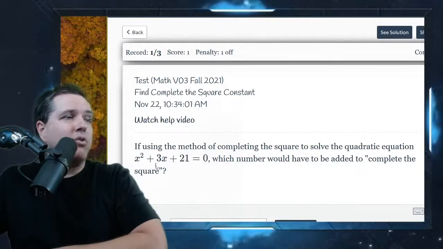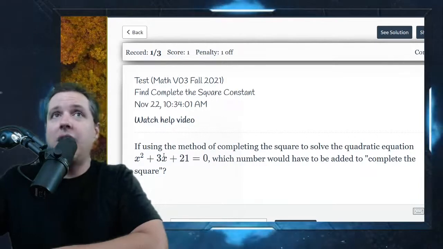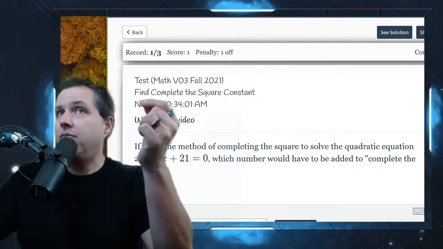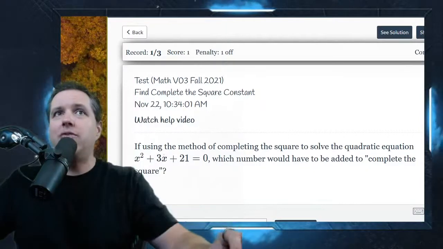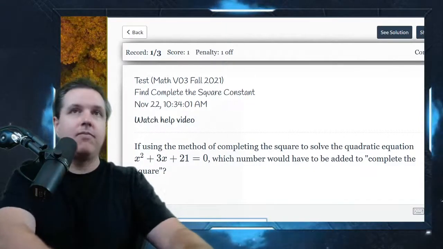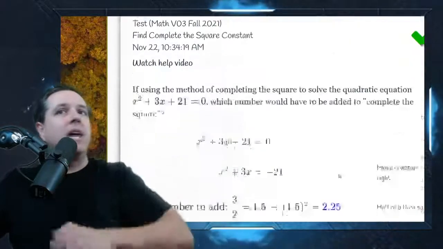What about for this one? Well, half the coefficient on x would be, so you take 3, cut it in half, so that's 3 halves. When you square a fraction, remember you just square the top, square the bottom. So 3 halves squared would be 9 fourths. Enter. And we got it, right?